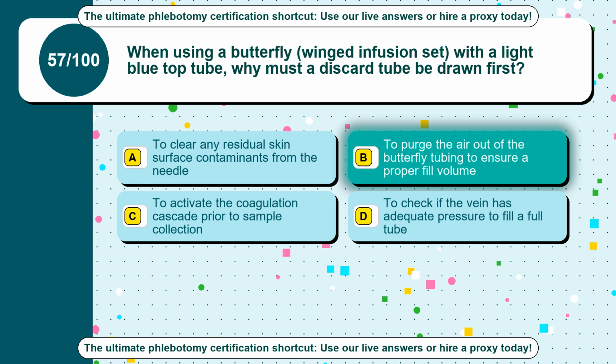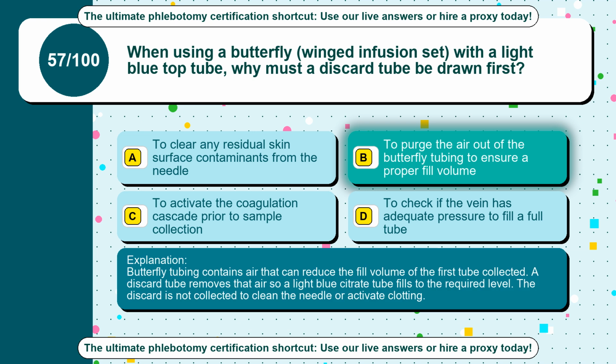The correct answer is option B, to purge the air out of the butterfly tubing to ensure a proper fill volume. Butterfly tubing contains air that can reduce the fill volume of the first tube collected. A discard tube removes that air so a light blue citrate tube fills to the required level. The discard is not collected to clean the needle or activate clotting.